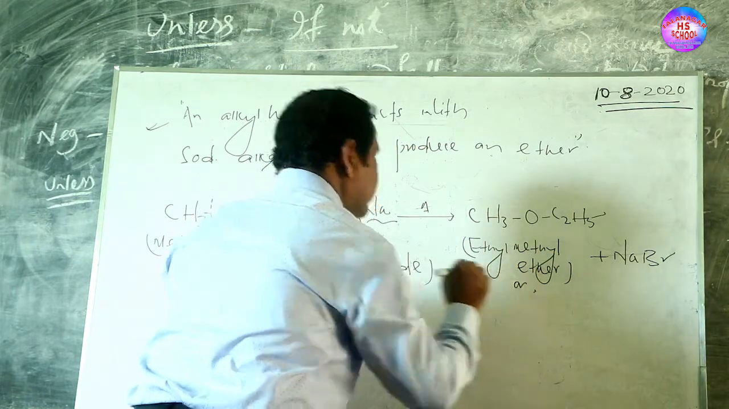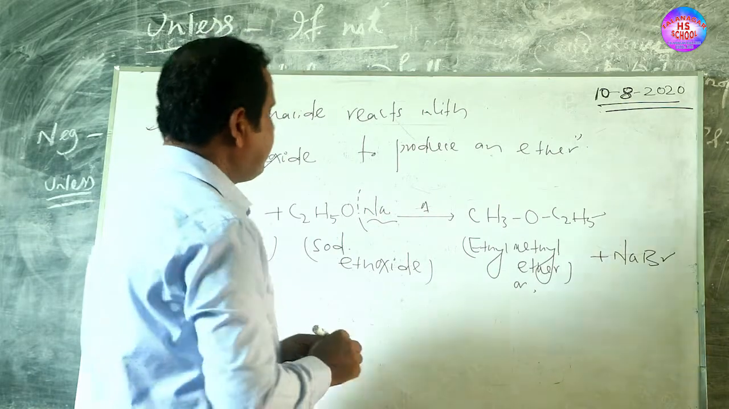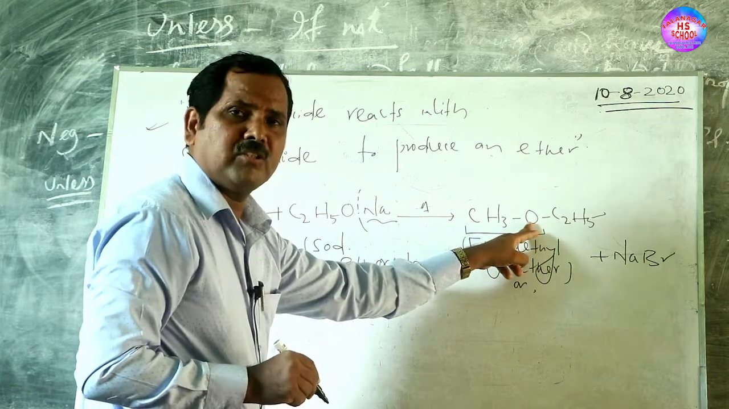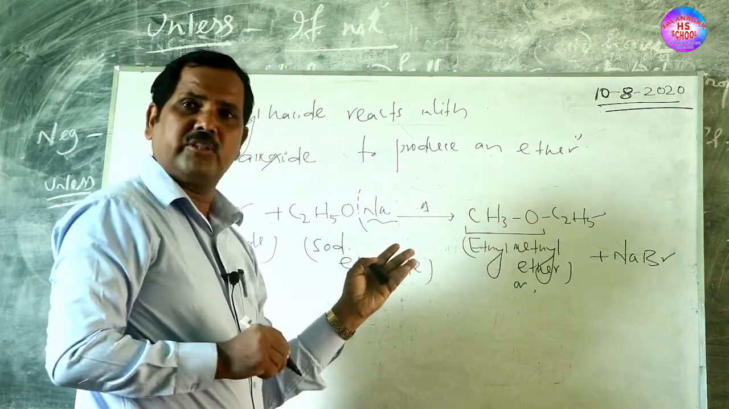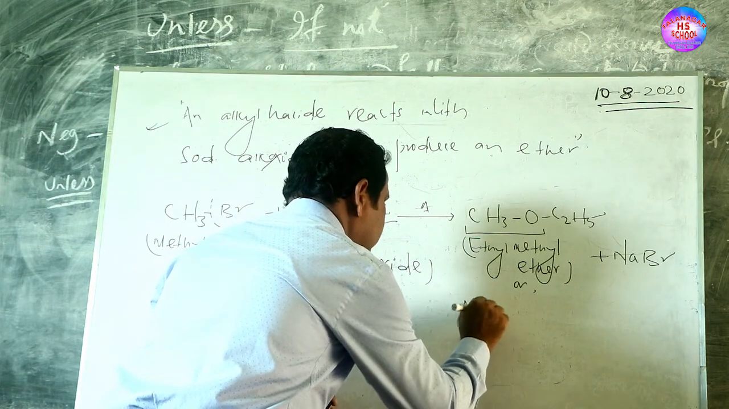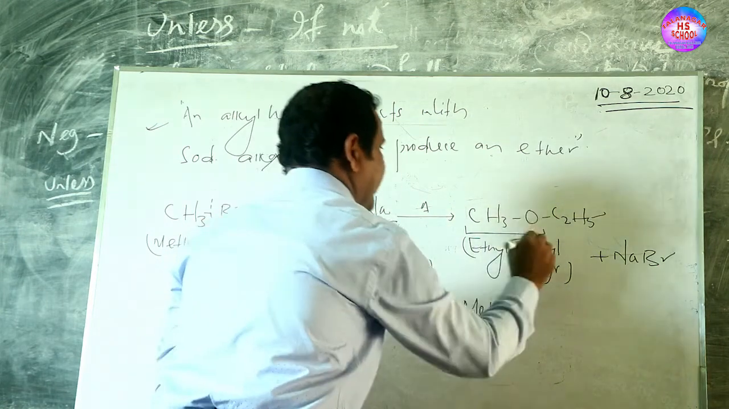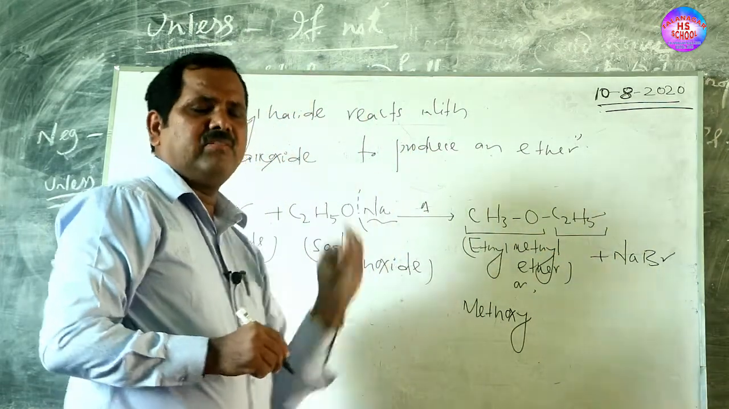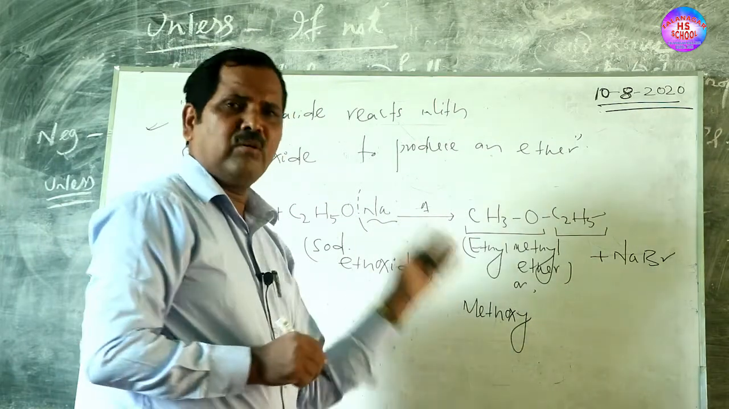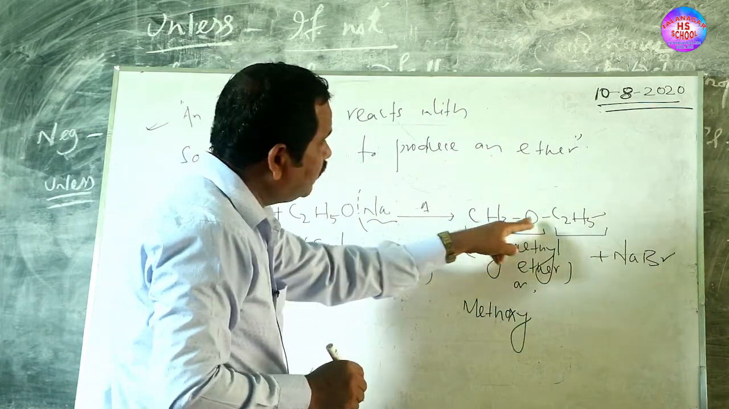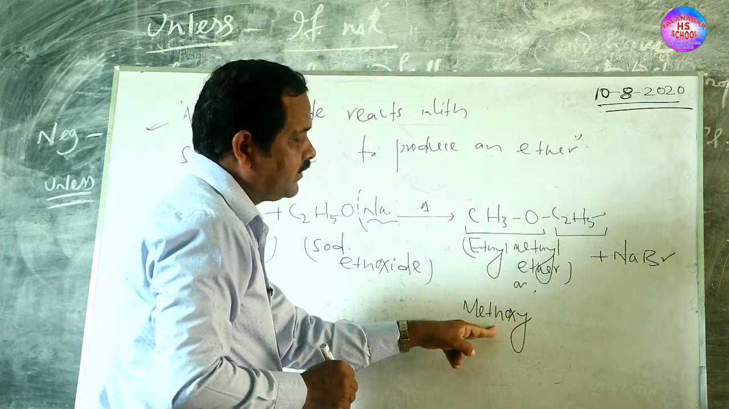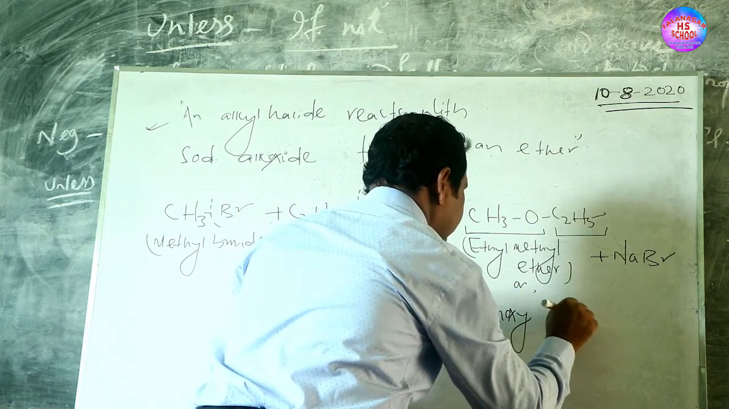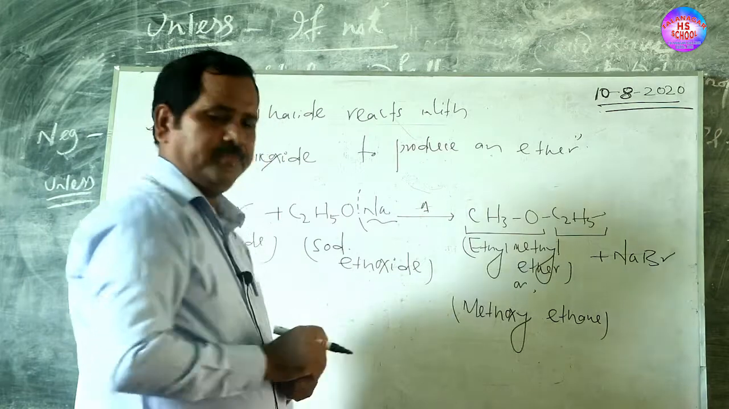or the IUPAC name will be methoxyethane. The small alkyl group, methyl plus oxygen, is called methoxy, and the large alkyl group takes the name of the alkane. Ether has the name alkoxyalkane. Alkoxy will be the small alkyl group and oxygen, methoxy. The large alkyl group will be ethane. Methoxyethane is the IUPAC name of the compound.